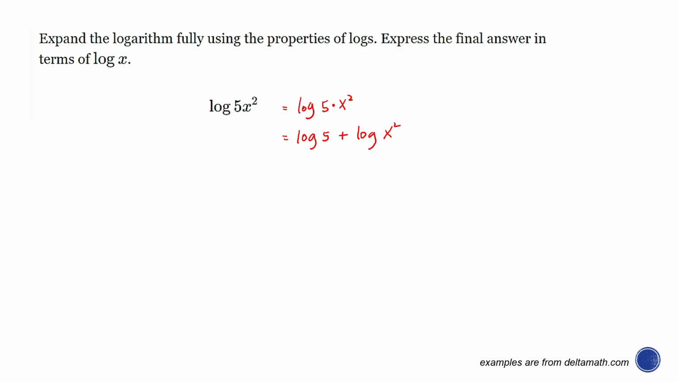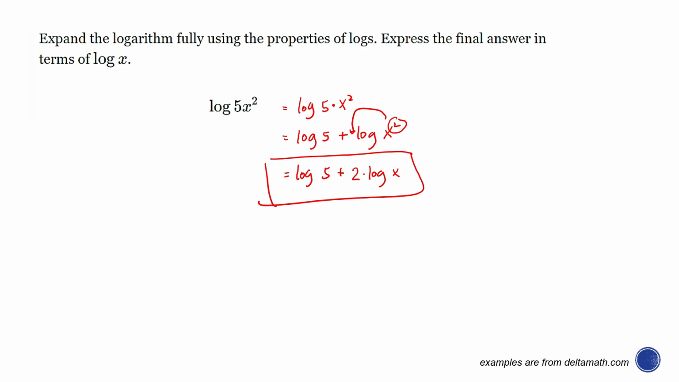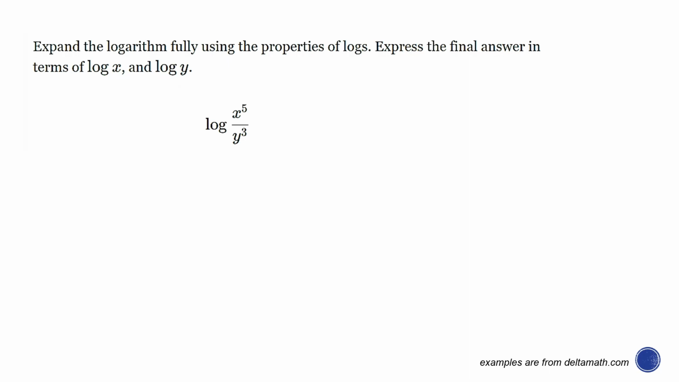Now, if we look at the second term, the log x squared, we can still expand that using the power rule. So our final answer here is log 5 plus, we will move this exponent to here, 2 times log x. And that will be the expanded form of the given logarithm. Right, let's go to the next one.